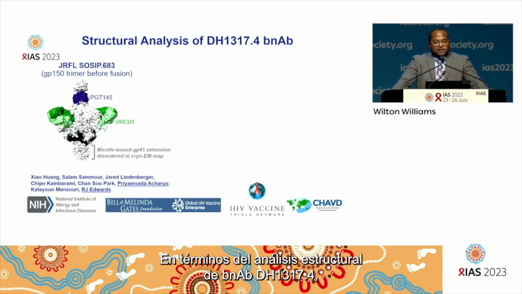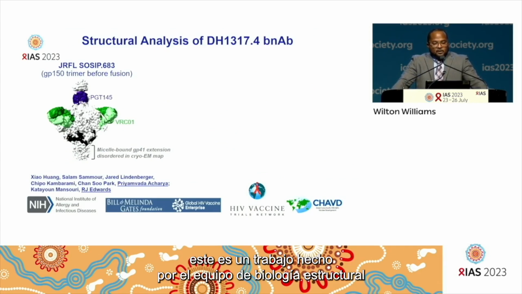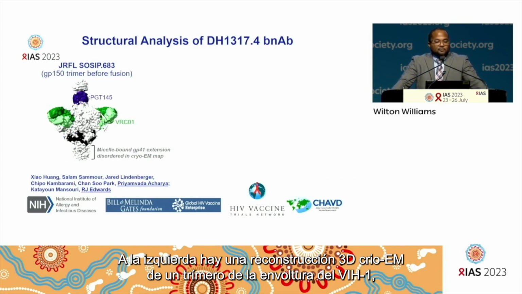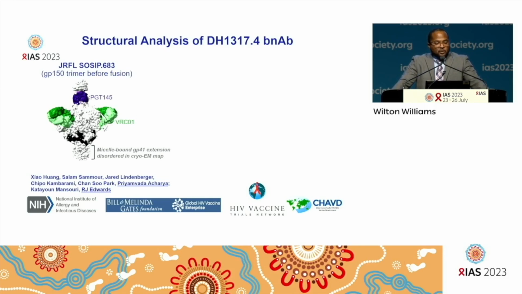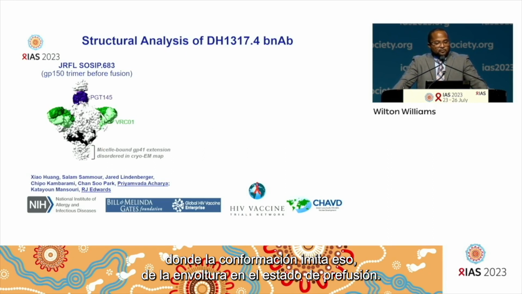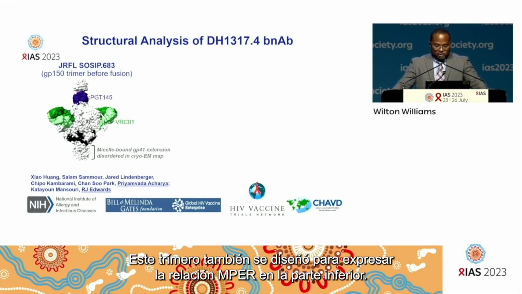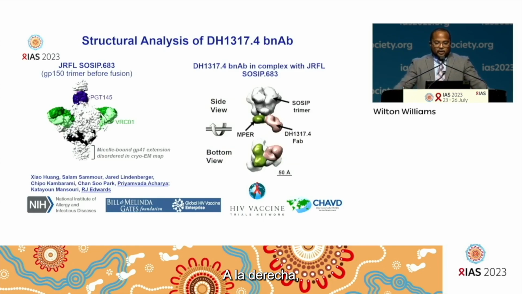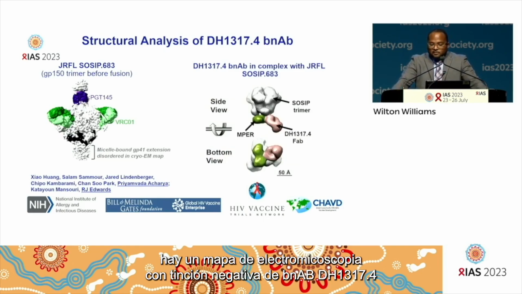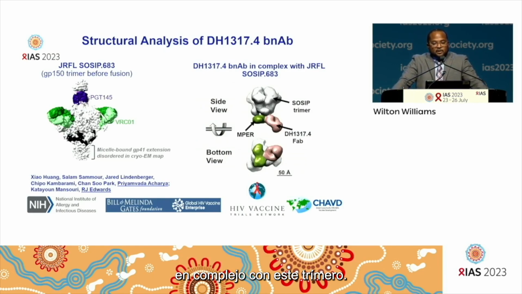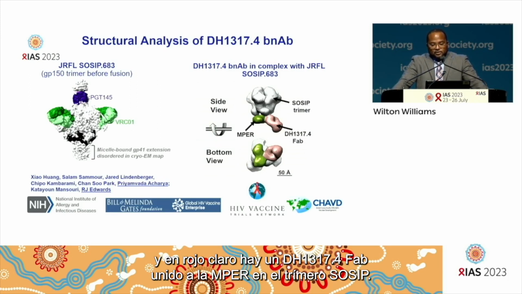In terms of the structural analysis of DH1317.4 bNAb, this is work done by the structural biology team at the Duke Human Vaccine Institute. On the left is a cryo-EM 3D reconstruction of an HIV-1 envelope trimer, where the conformation mimics that of the envelope in the pre-fusion state. This trimer was also engineered to express EMPER as shown at the bottom. And on the right, you're seeing a negative stain electron microscopy map of DH1317.4 bNAb in complex with this trimer. The side view of this complex is shown at the top, the bottom view at the bottom. You see this trimer in gray, the EMPER portion of the trimer is in green, and in light red is the DH1317.4 Fab binding to EMPER on the SOSIP trimer.